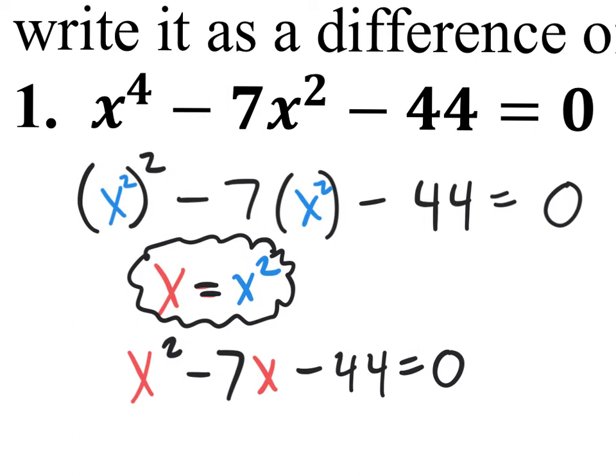Okay, this is a new skill, so everybody please be taking notes. Please pay attention. Now that it looks like a quadratic trinomial, how would you solve this quadratic trinomial equation? You would simply think what times what is negative 44, that if you combine together is negative 7. And you might have to make a list.